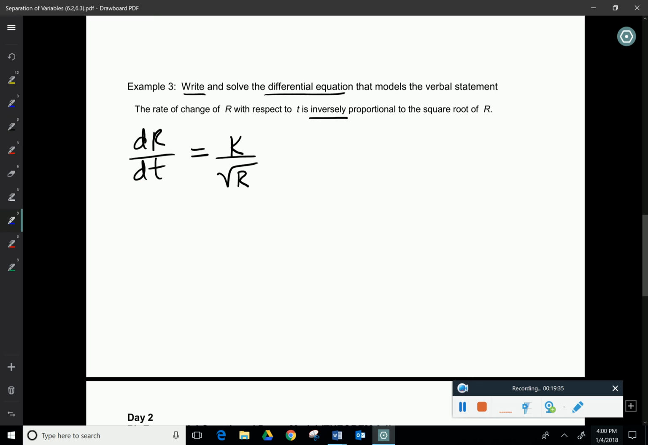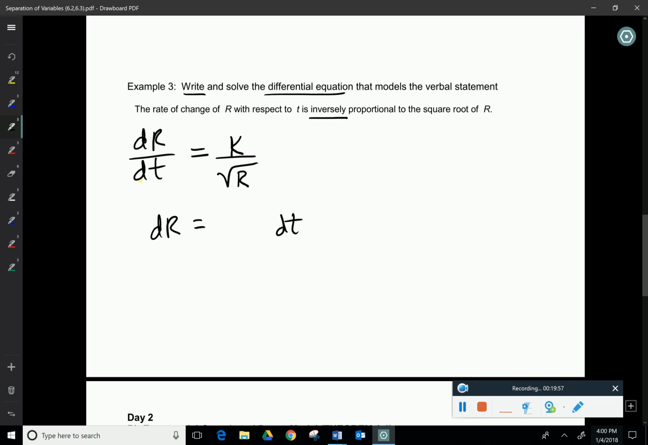So now let's follow the steps. First, I need to separate the variables. Now, what are my variables? Are they k and r, or are they t and r? Well, this is a derivative of r with respect to t. So what I'm separating is the r and the t. So I'll keep the dr on the left. The dt is going to come to the right.